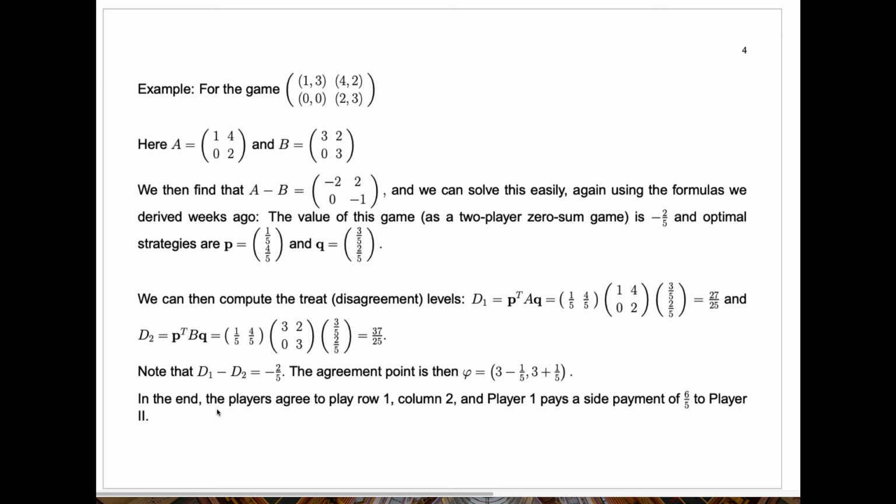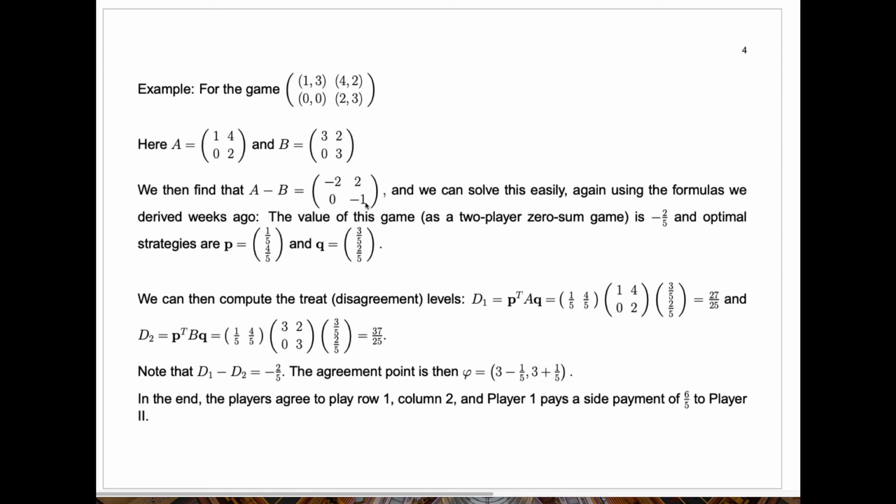So let's go back to our example. For this game, the matrices A and B, which we've already written down, are these. A is this matrix, B is that matrix. We now look at something totally different, this new game, A minus B, that we haven't looked at before. And then we solve it as if it were a two-player zero-sum game. Since it's a 2x2 matrix for a two-player zero-sum game, and you can see very quickly there's no saddle point, the optimal strategies will be equalizing strategies. The value of the game can be computed easily.